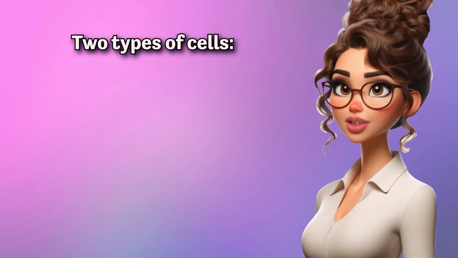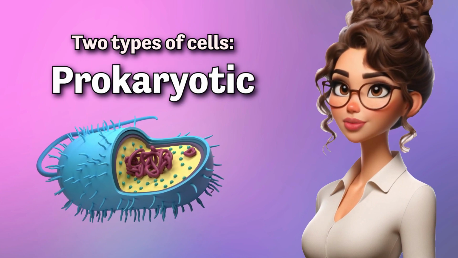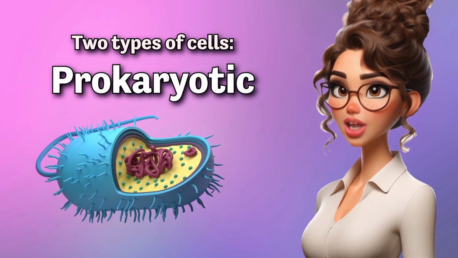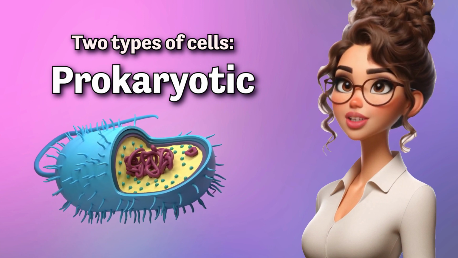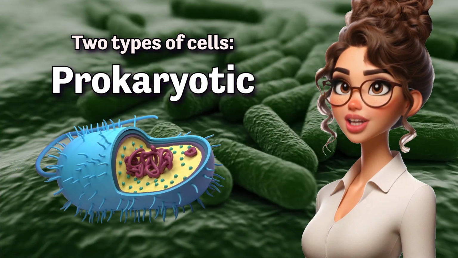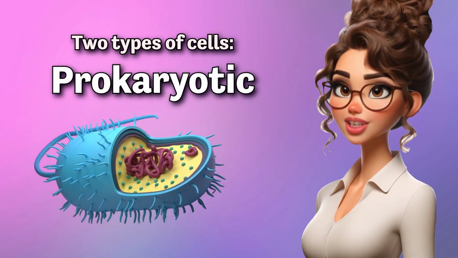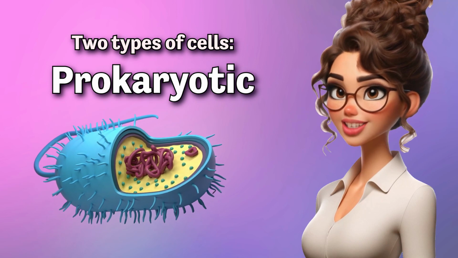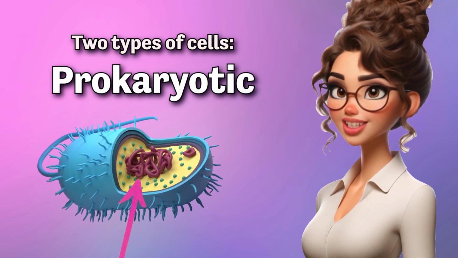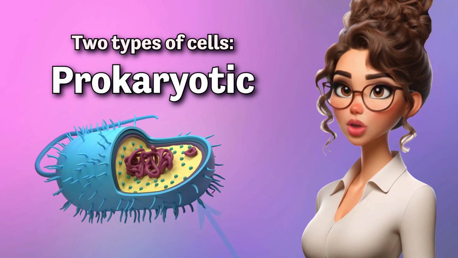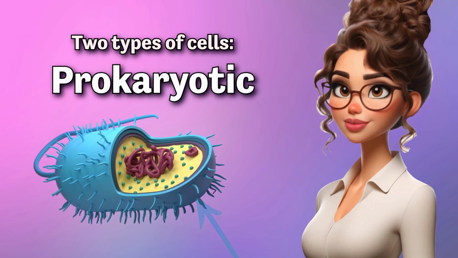So that's eukaryotic cells. The other main type is prokaryotic. Whereas lots of eukaryotic cells make up a plant or animal, prokaryotic cells live individually as their own organism, like bacteria. That's why they're sometimes called single-celled organisms. They don't have a nucleus to store their DNA, which instead floats freely in the cytoplasm. They do have a cell wall for shape and extra protection.